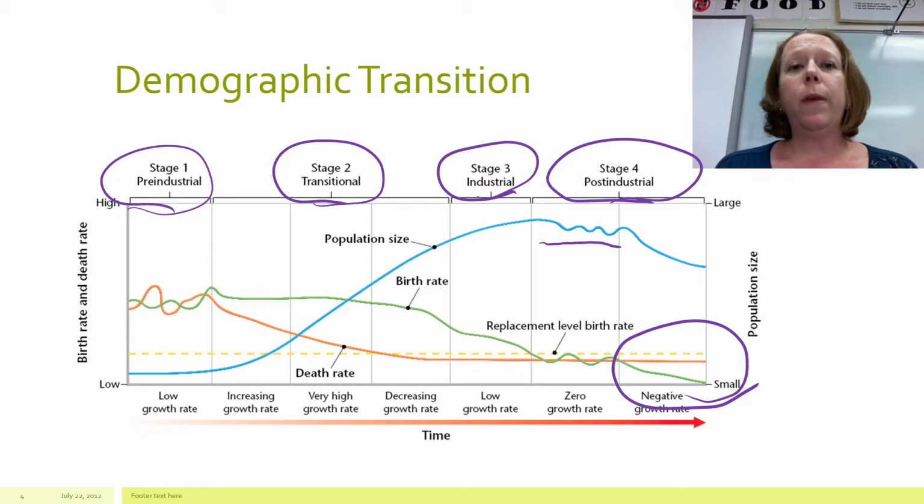And the problem with that will come as people get older and need to be supported financially. You run into economical issues because there isn't a large enough workforce to help pay for the elderly. And so you really don't want to get into that declining situation because of some of those economical issues that will be faced. You really want to stay in that zero population growth phase.